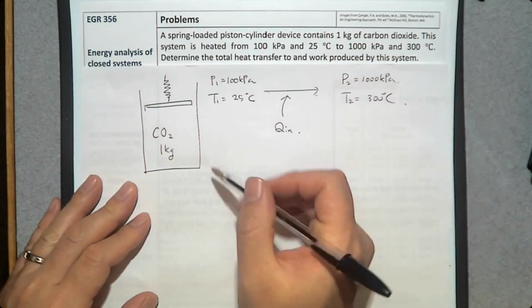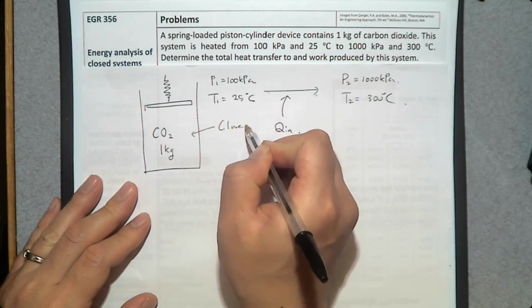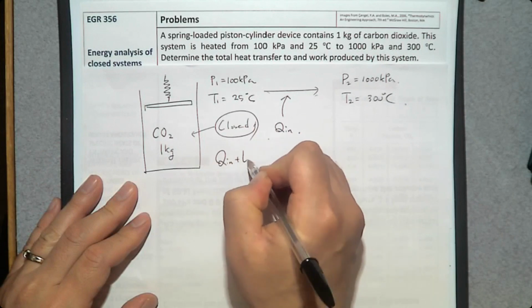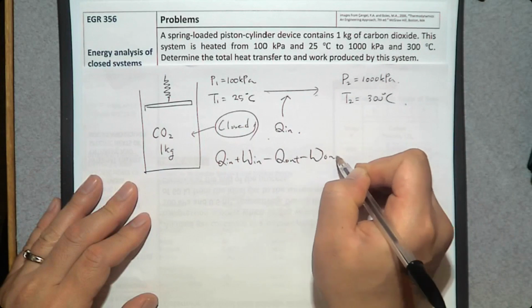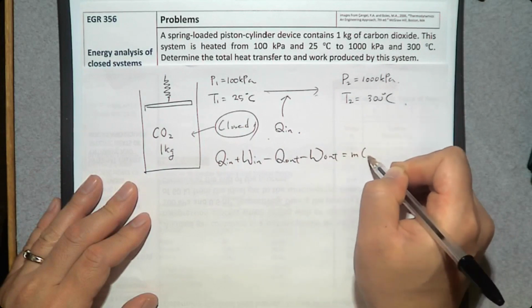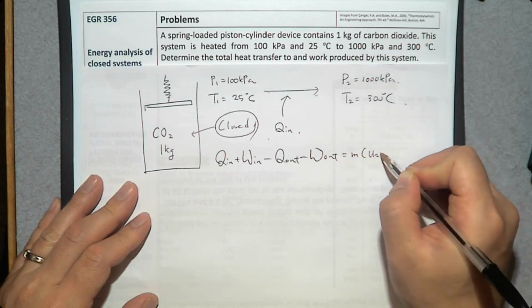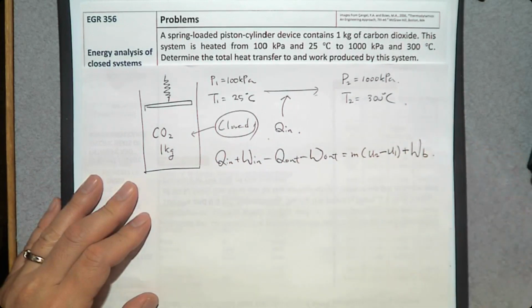The energy balance equation for a closed system is Q in plus W in minus Q out minus W out, which is mass times the change in its internal energy, U2 minus U1, plus moving boundary work.